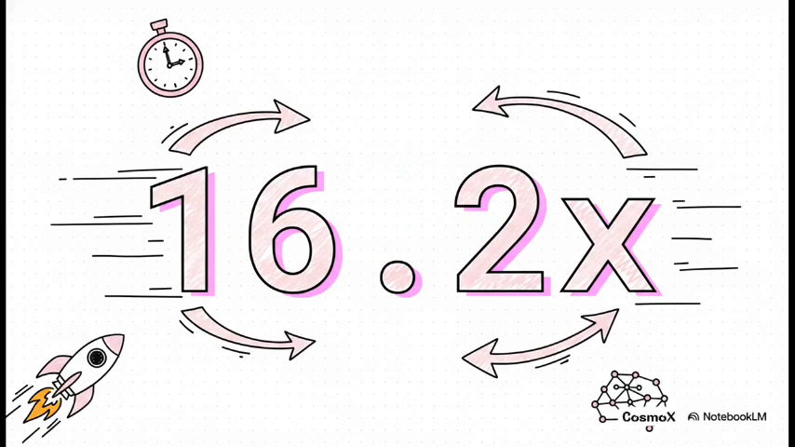And what does skipping 95% of the work get you? Well, it translates directly into speed. The most expensive part of the model, the attention mechanism itself, runs a staggering 16.2 times faster.